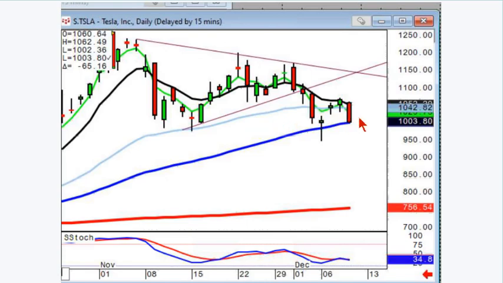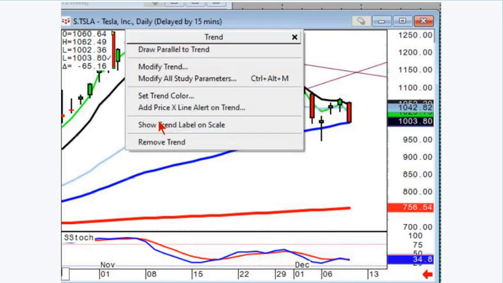Tesla, same scenario. Let's see if we can get all these off of here.